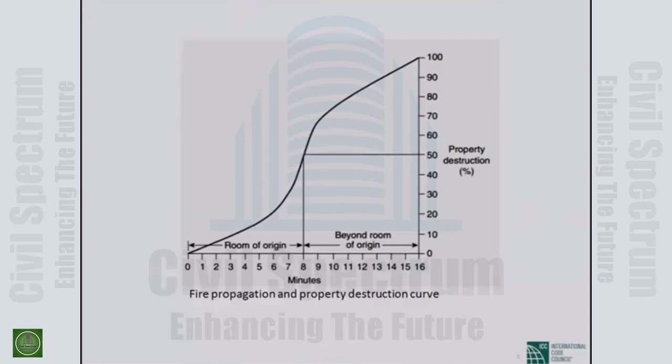Along with the life safety issue, there is another thing, property issues. Here you can see fire propagation in the building and the property destruction curve. Within 8 minutes it will flash over. When it flashes over, about 50% of the property has already been destroyed. Within 16 minutes, 100% of the property of that room will be destroyed. So if you want to save it, when you design, you have to keep in mind this basic thing: how fast the fire will move.